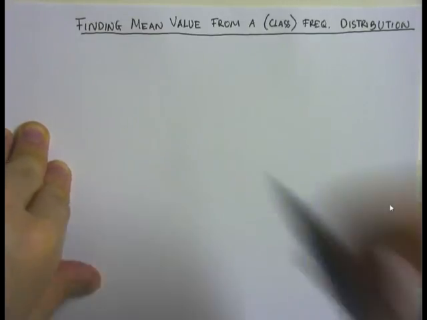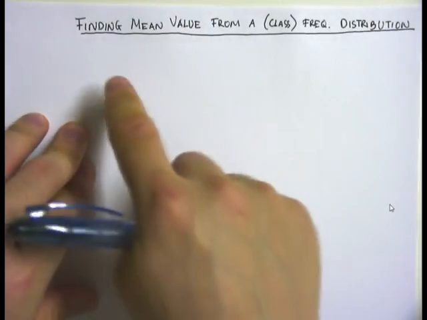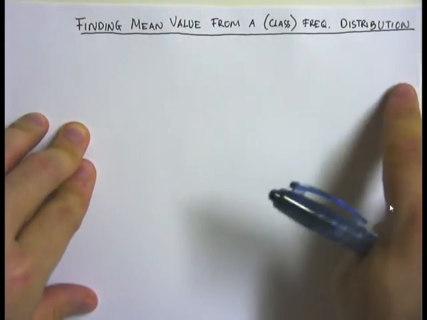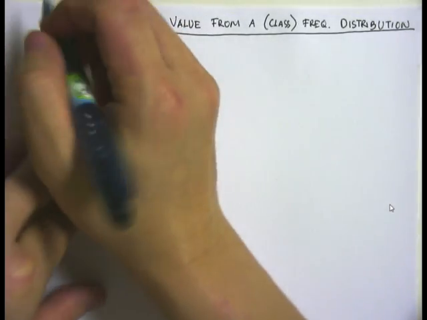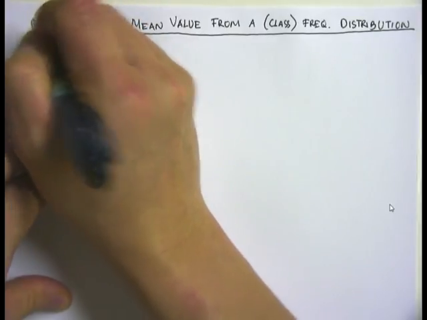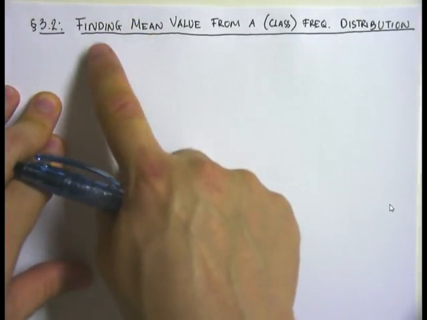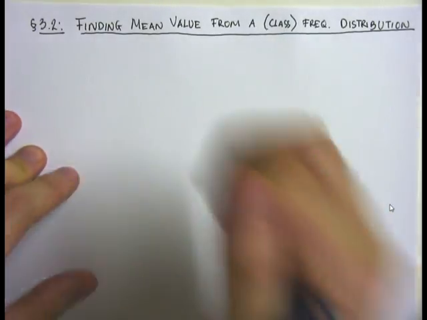Okay, so in this video we're looking at one specific problem that stands on its own, and this is also one of the topics being discussed in section 3.2 again. Now in this problem, we're concerned with how to find a mean value from a class frequency distribution. And so the idea is like this.